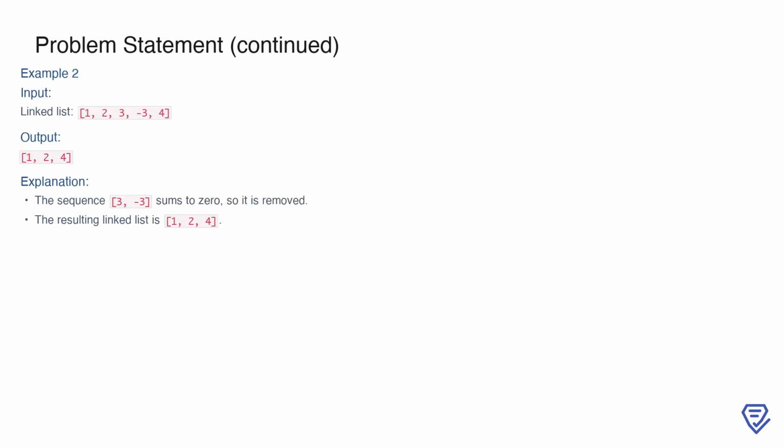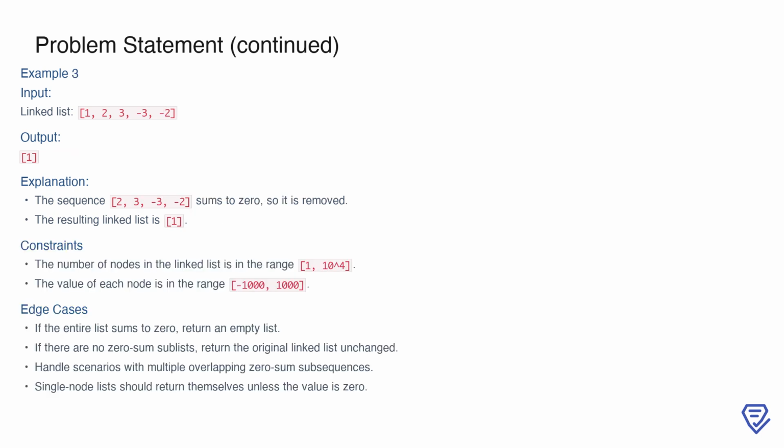Now consider another example where the input linked list is 1, 2, 3, minus 3, 4. In this case, the sequence 3 minus 3 adds up to 0 and is removed. After eliminating this zero-sum subsequence, the linked list becomes 1, 2, 4. Again, the process ensures that the relative order of the remaining nodes is maintained, and no zero-sum groups remain in the modified list. Finally, in the third example, the input linked list is 1, 2, 3, minus 3, minus 2.